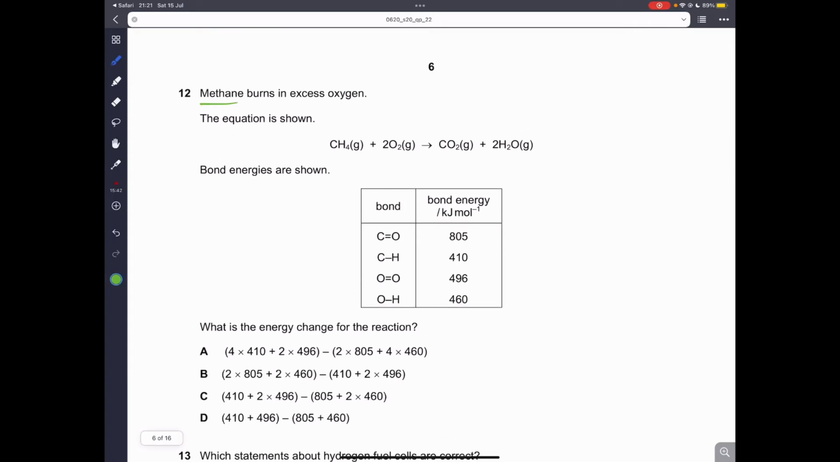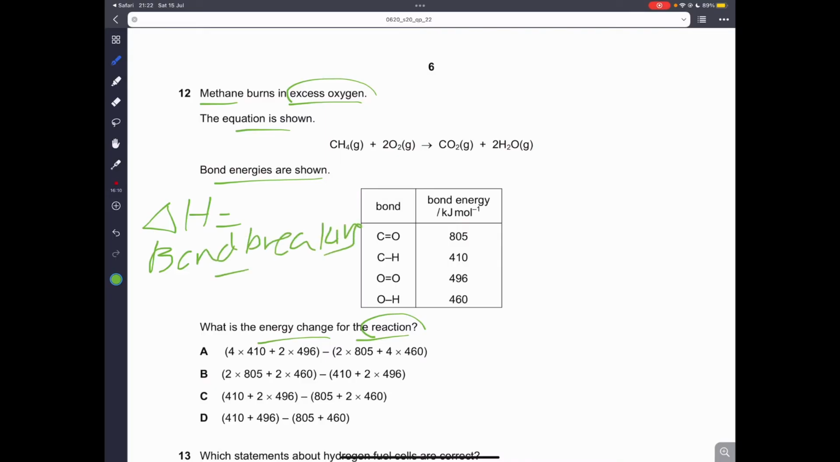Question number 12. Methane is burned in excess oxygen. The equation is shown. Bond energies are also shown. What is the energy change for this reaction? Okay, so here usually they would draw the structures out for you for clarity, but now they don't actually draw it for you, so you'll have to do it yourself. Remember the equation, the enthalpy change is bond breaking minus bond making. So bond breaking here would be on the left hand side, and the right hand side is the bond making.